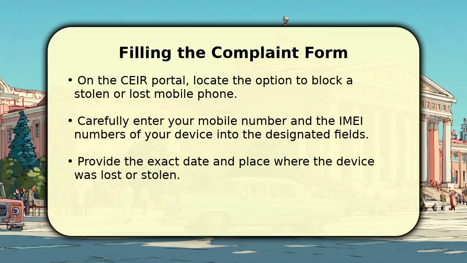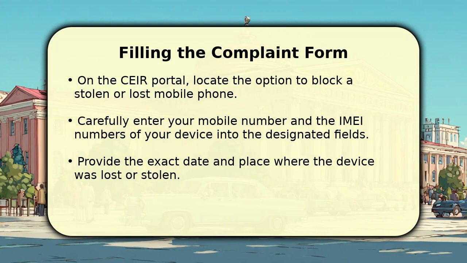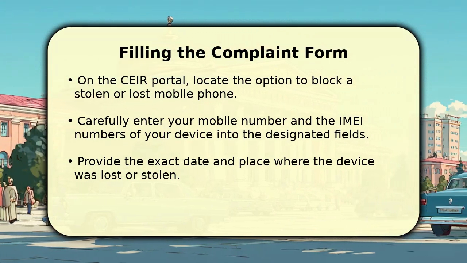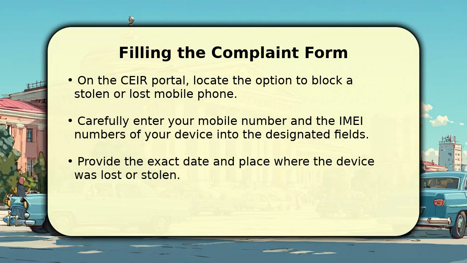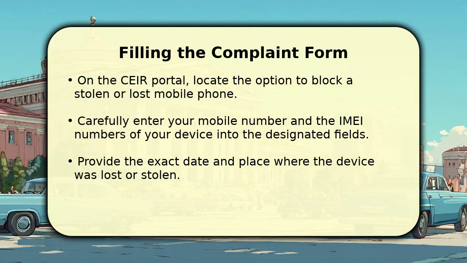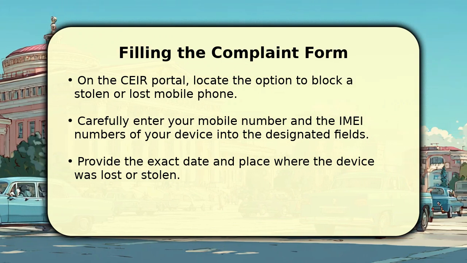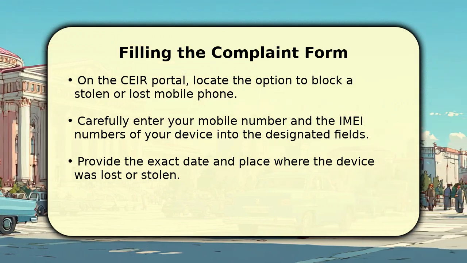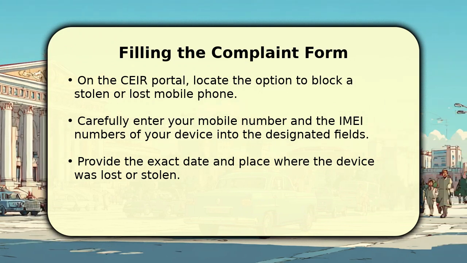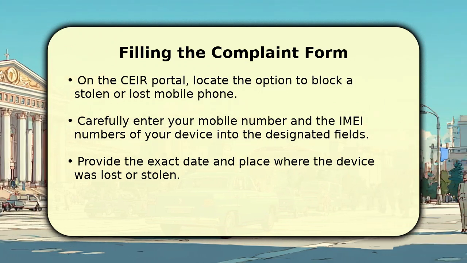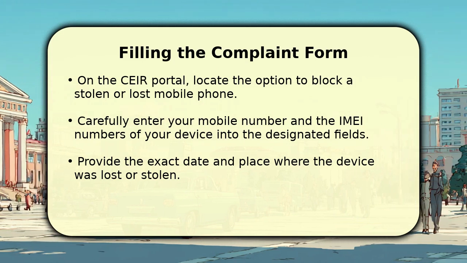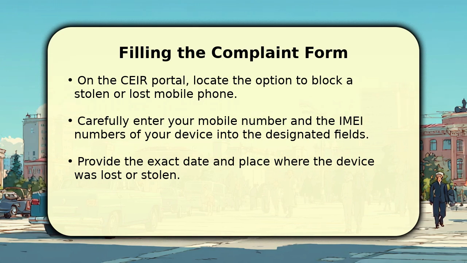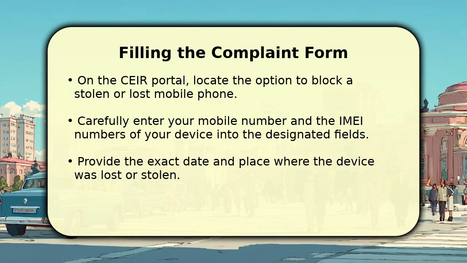Once you have gathered your information, navigate to the block Stolen/Lost Mobile section on the portal. Here, you will meticulously enter your mobile number and the primary and secondary International Mobile Equipment Identity numbers, if applicable. Accurately specify the date and location where your device was last seen or taken. Finally, input your personal details, such as your name, address, and an alternative contact number for communication. Double-check all entries for precision before moving forward.